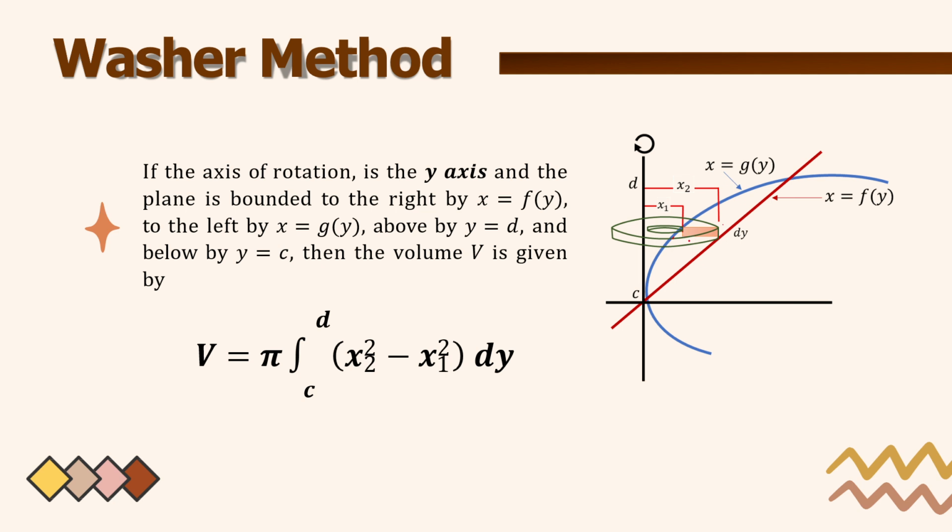Then we square it, and since the axis of rotation is along the y-axis, this is in terms of dy as our width. This strip is still perpendicular to the y-axis, from c to d as our boundary.